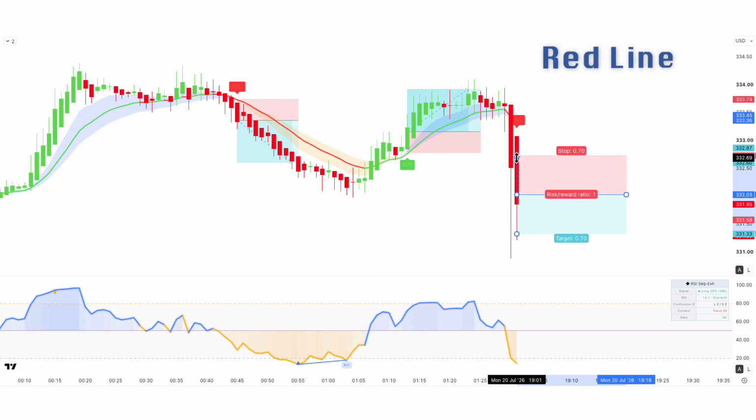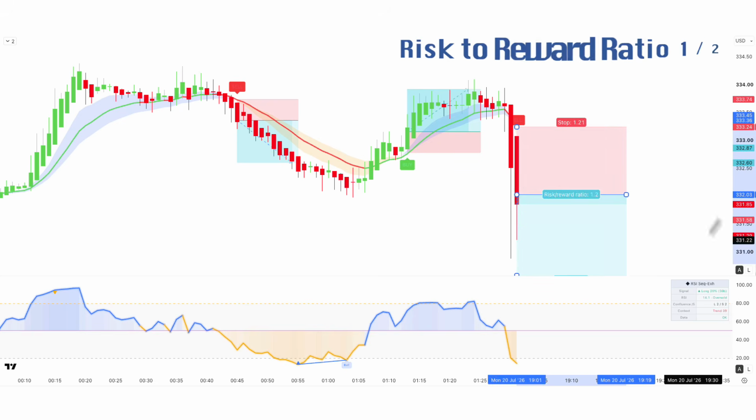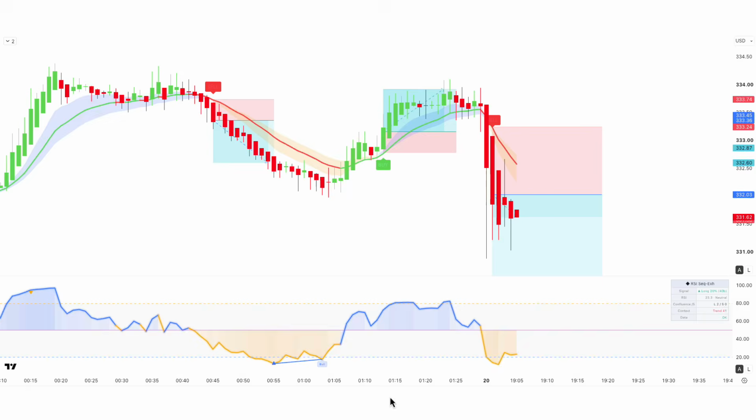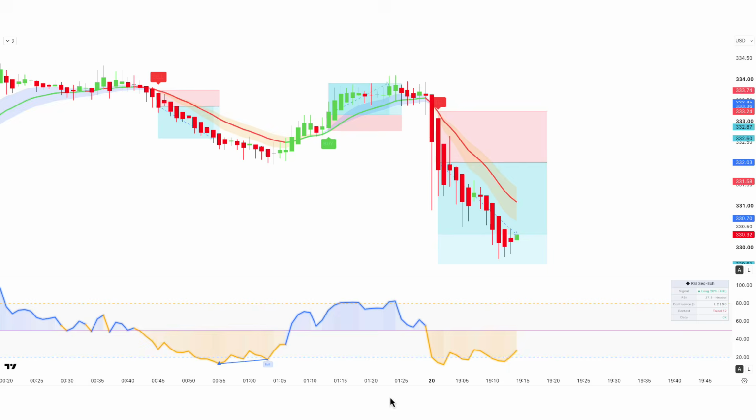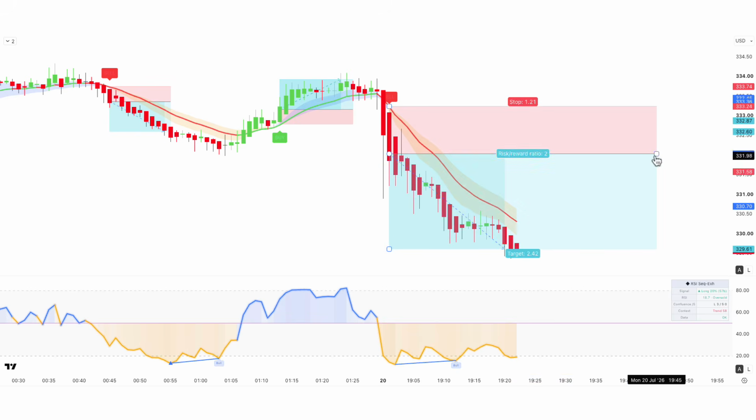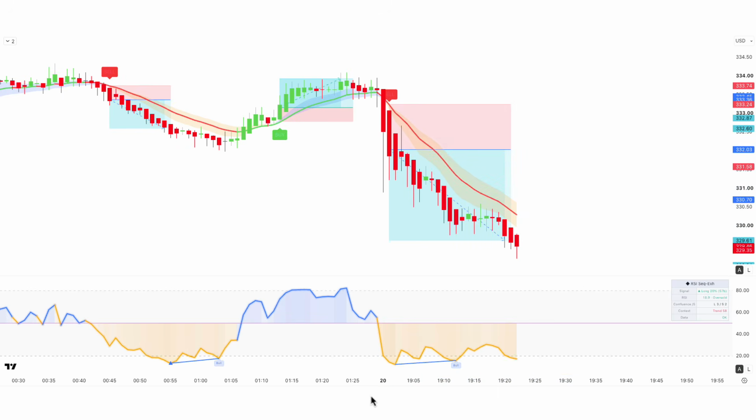Our stop loss is to be placed at the red line, and the risk to reward ratio will be 1:2. Let's see what happens to our trade. Our trade is running in profit. We have won the trade. Let's find the next trade.